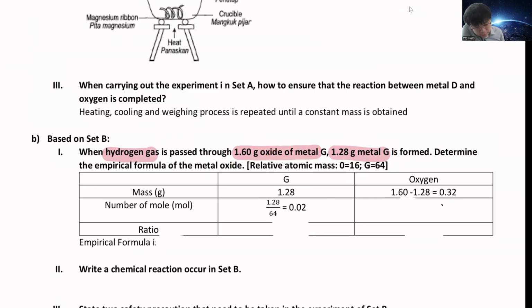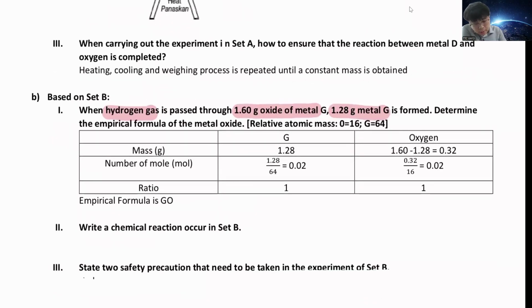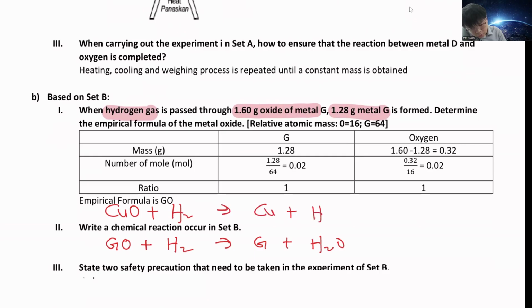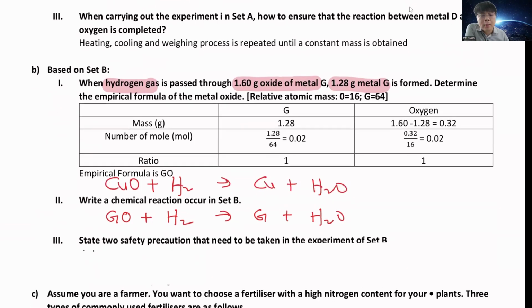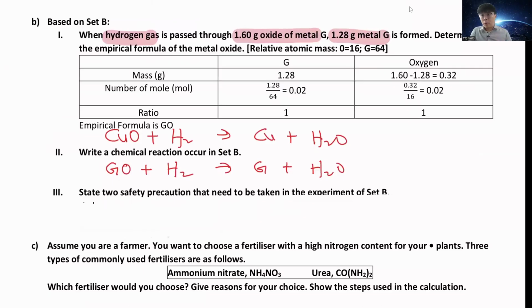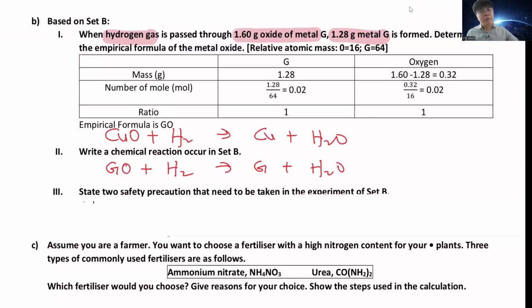Then G, the mass is 64. The other is 16. You divide. The ratio is 1 to 1. So the chemical formula will be GO plus H2 becomes G plus H2O. In the exam, if you're not sure, just write down the formula for copper. See, copper is the same equation. You just convert the Cu to become G. Okay. Here you can write copper because they didn't ask you to guess who is G. So you have to write GO plus H2 become G plus H2O.